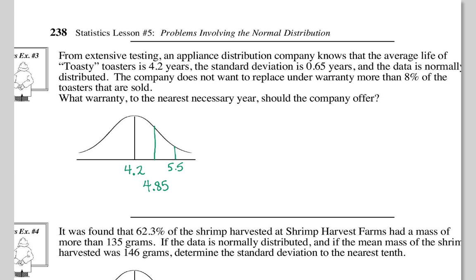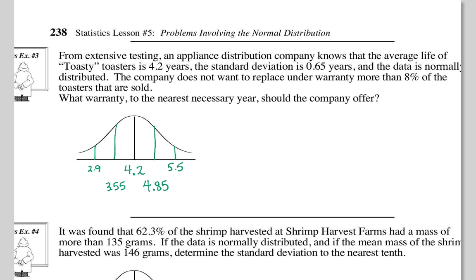I really like to do this with whatever data I'm given because it helps me to visualize the answers that I get. Do they even match the picture? So start at 4.2 and let's subtract 0.65. Then I got 3.55. Do it one more time, subtracting the standard deviation, and I get 2.9. That way now I can analyze it.